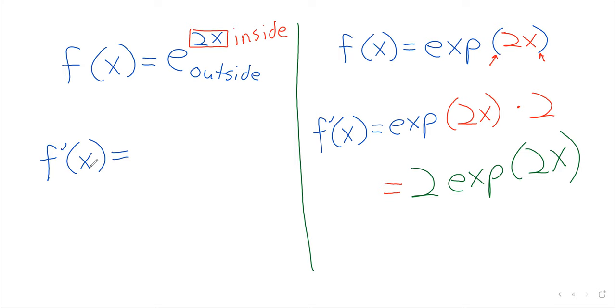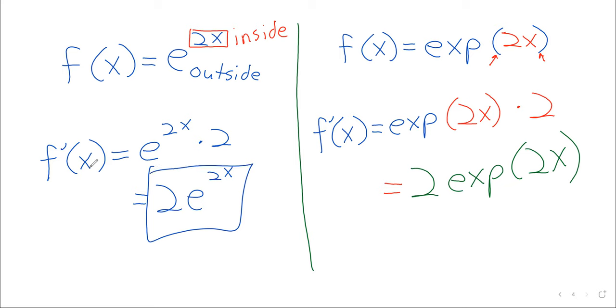So just repeating work we've already done, but with our function written in a slightly different way. The derivative of the exponential is the exponential. The inside function gets stuck inside of it. And then we multiply by the derivative of the inside function. And of course, however we write the exponential, we end up with the same answer. This and this are the same function, just written a little differently.